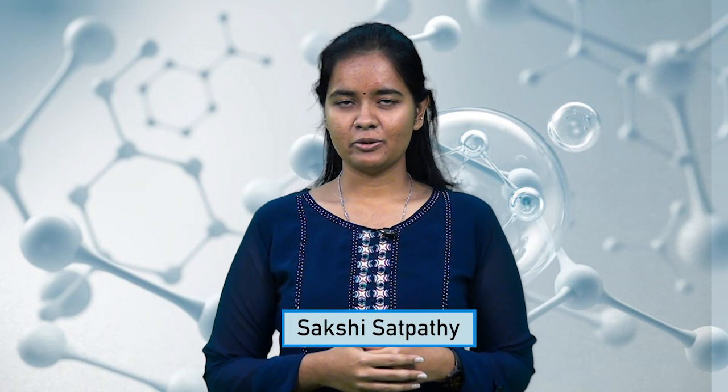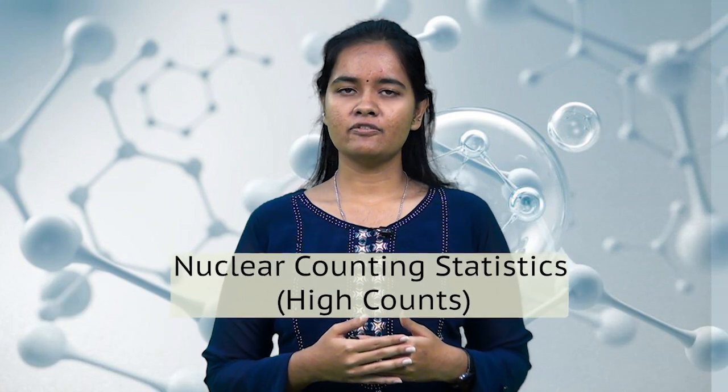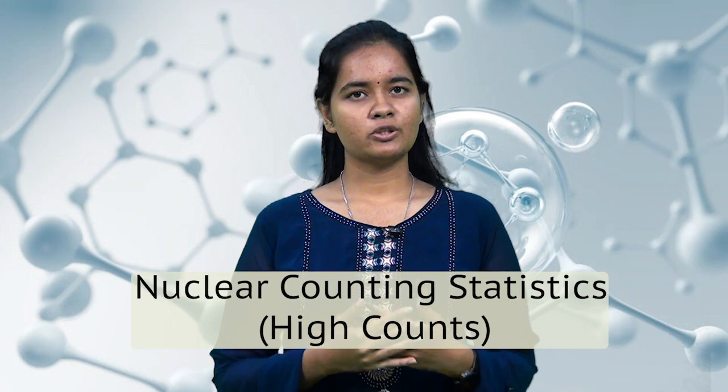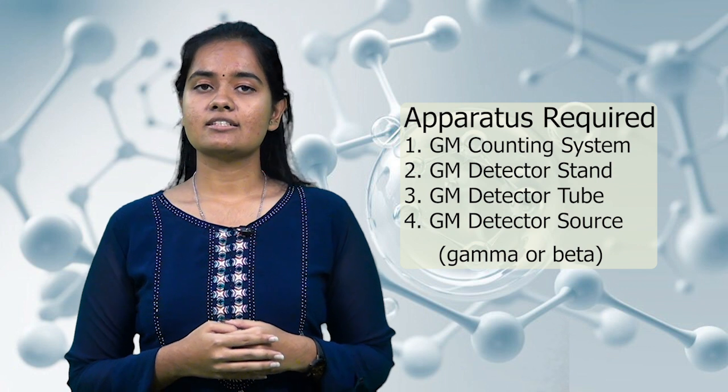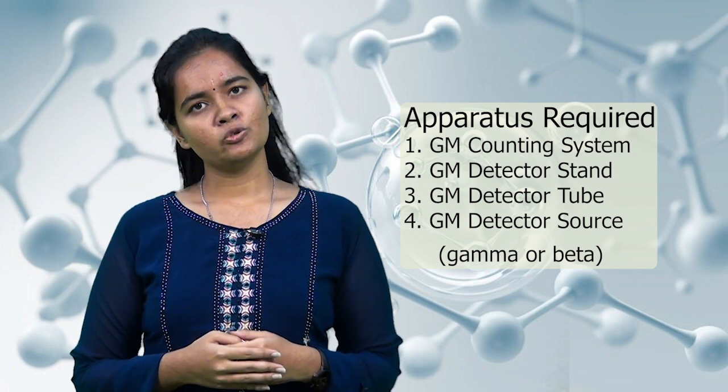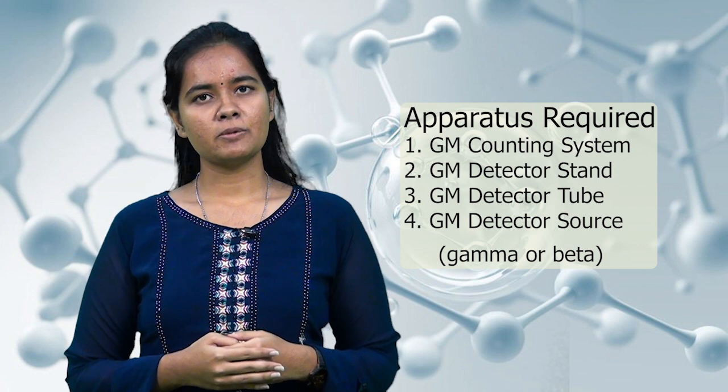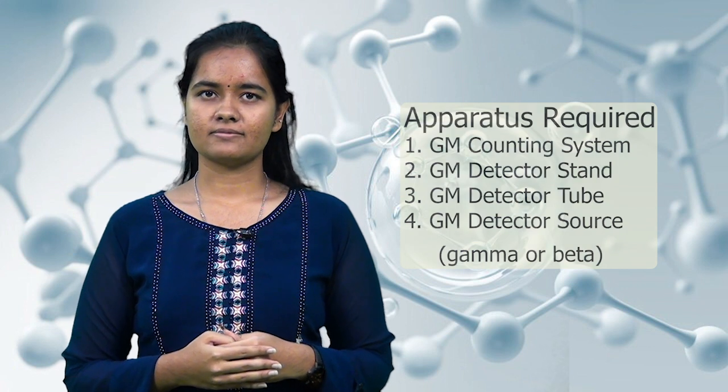In today's video, we are going to discuss the study of nuclear counting statistics when the number of counts are high. So for today's experiment, the apparatus that we need is a GM counting system, a GM detector stand, a GM detector tube and a source. The source may be beta or gamma source. Now the question is, what exactly are we trying to accomplish in this experiment?